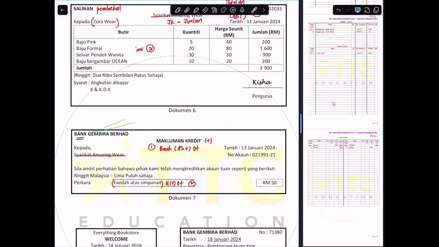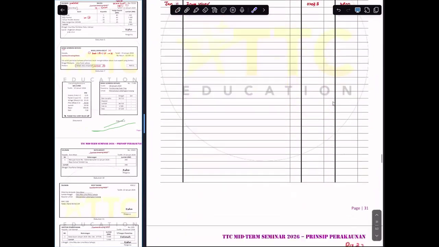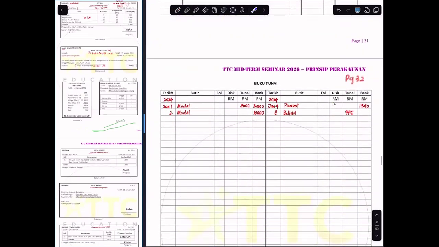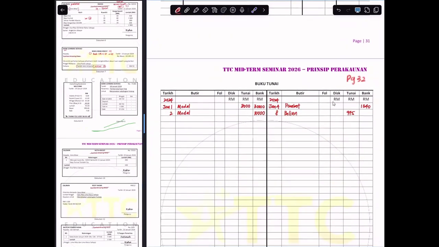So where to record? You saw bank, right? Bank is always kept for buku tunai. So later when you debit bank, you need to write faedah atas simpanan. Okay, record into buku tunai. Debit, on 13, debit for bank, 50 ringgit. For bukti, write faedah atas simpanan.